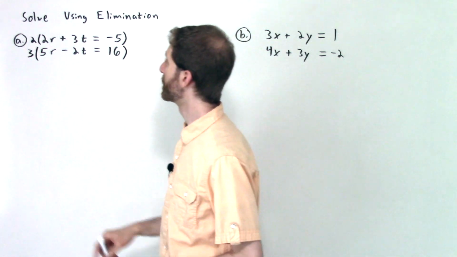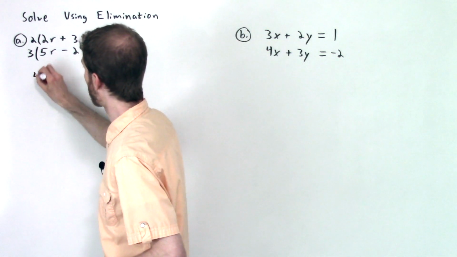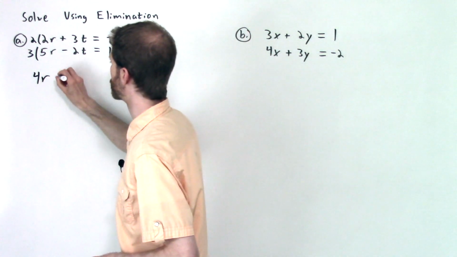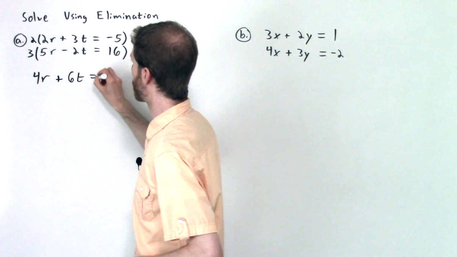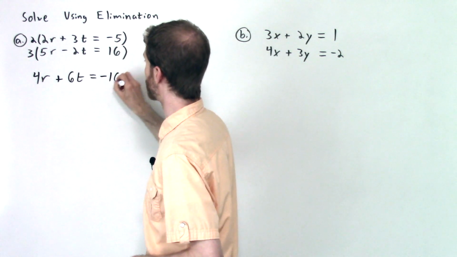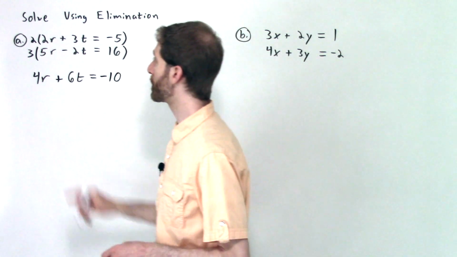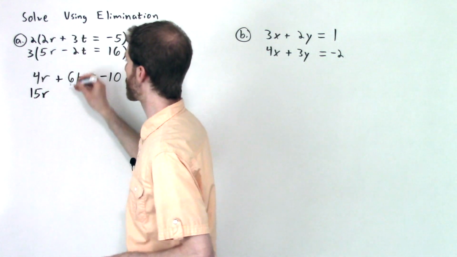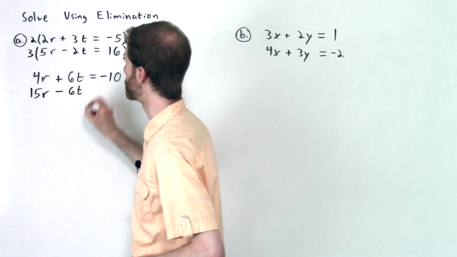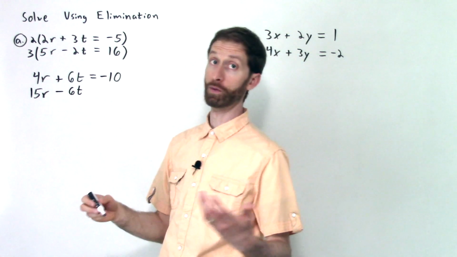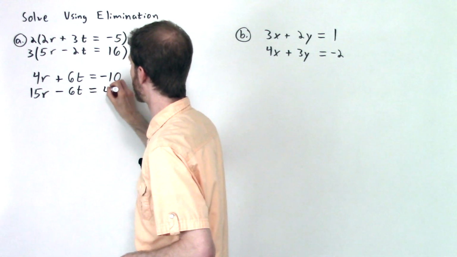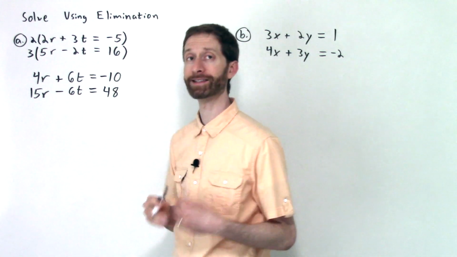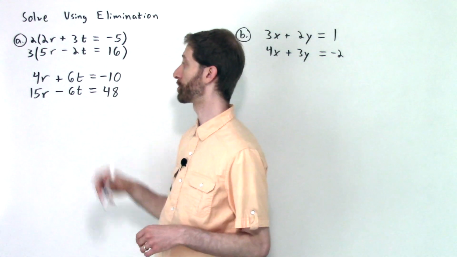Let's see what happens. From here I get 4r, remembering we multiply everything by 2 so the equation stays true. 2 times 3 is 6t, and then 2 times -5 is -10. Sweet. And then from here I've got 3 times 5, which is 15r. 3 times -2 is -6t, and then 3 times 16 is 48. Awesome. So we know we're in good shape because one of our two pairs of variables now has the same exact numbers next to them. The coefficients are both 6.